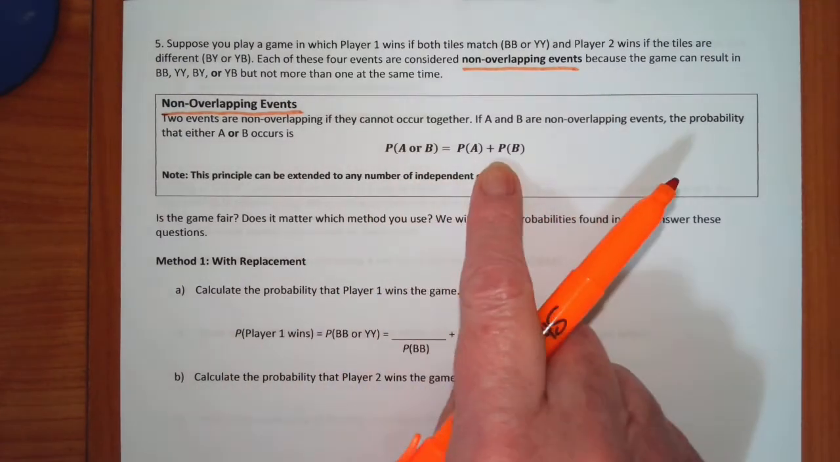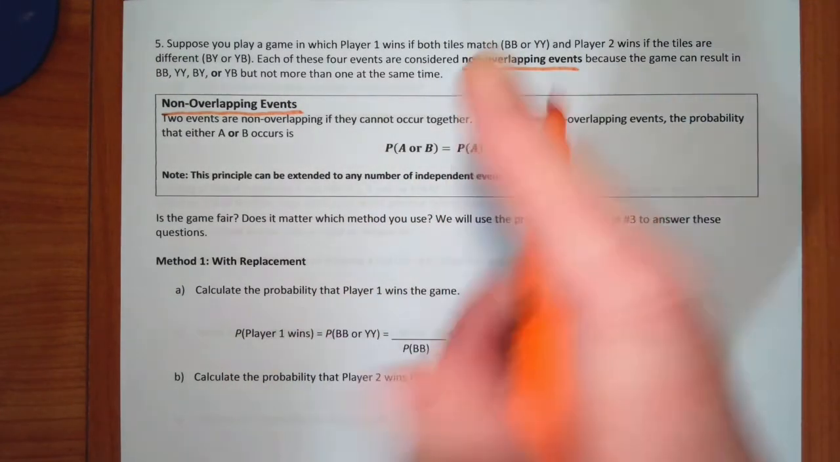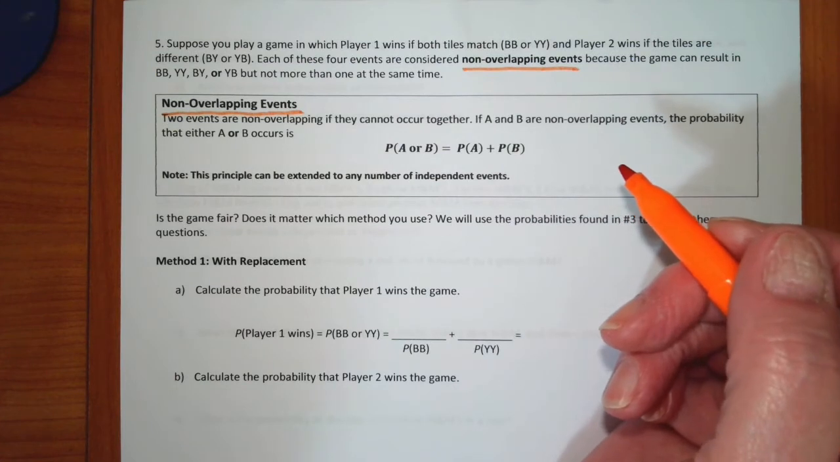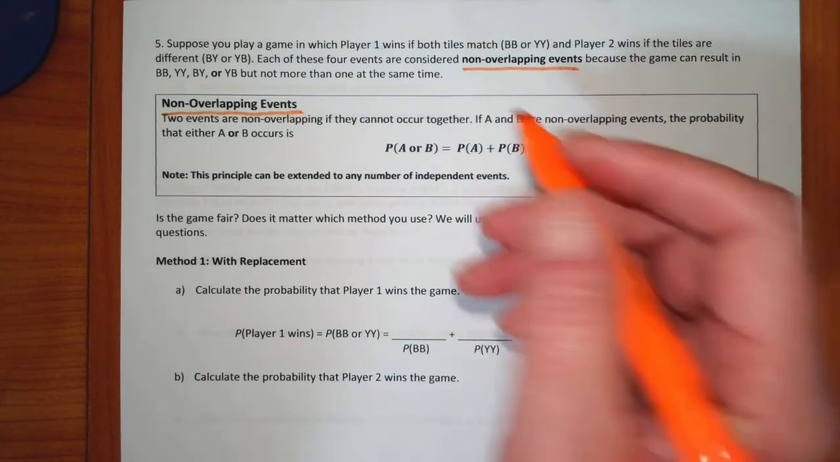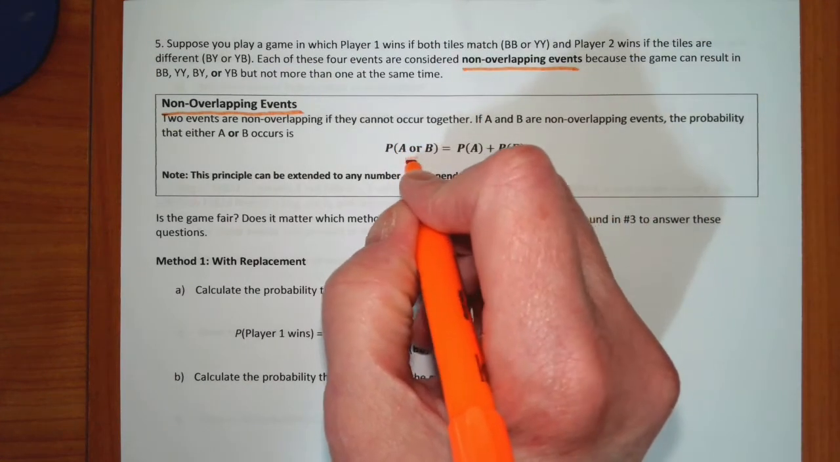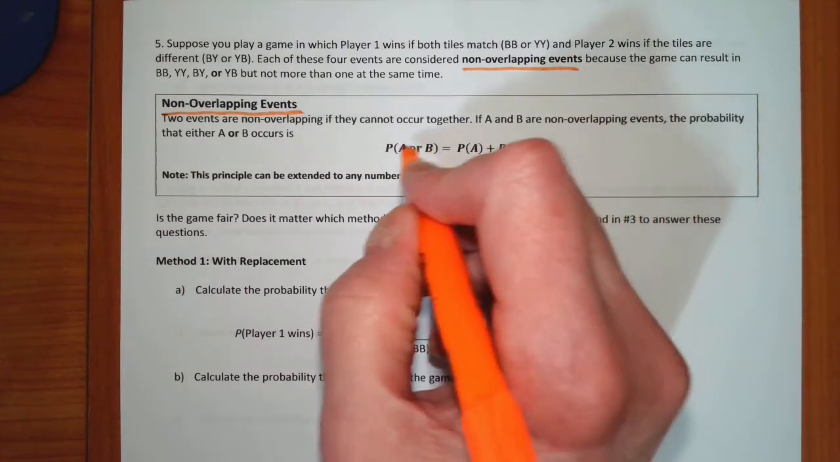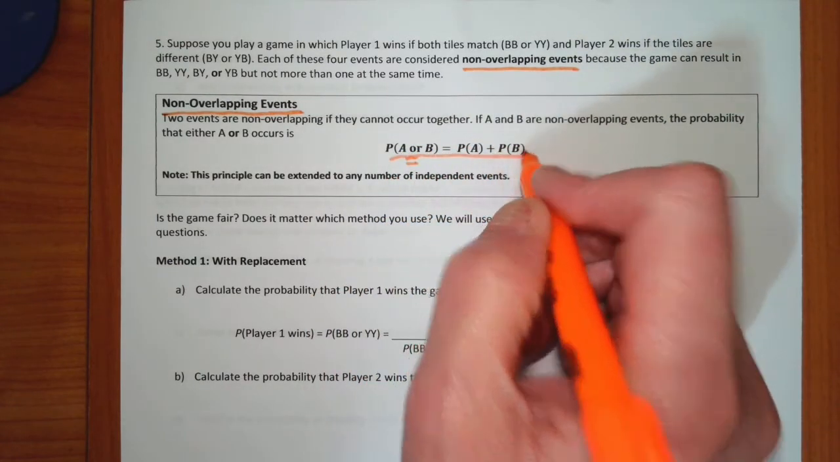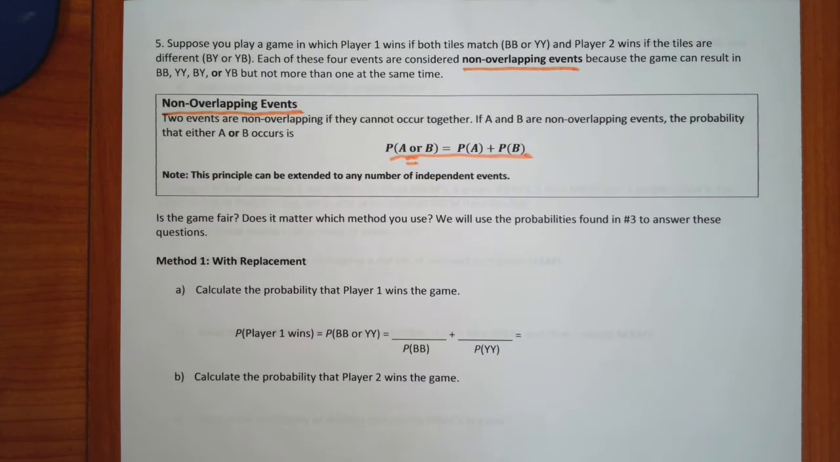And to find the probability that A or B occurs is the probability of A plus the probability of B. And note this can be extended to any number. So if you're looking at four non-overlapping events, then you can do it with that.